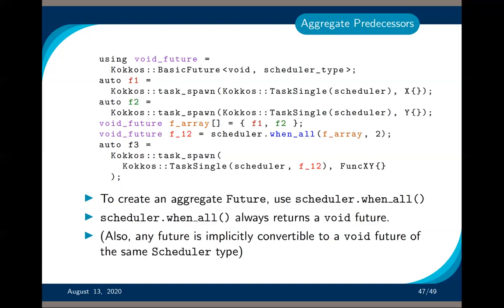So I guess I haven't said this yet, but it's true of pretty much every future-based tasking interface. Futures go in one direction, right? They only become ready. They don't become unready or anything. So if you depend on something that depends on something else, then you can assume that the thing that your predecessor depends on is ready if your predecessor is ready. Sorry, I said that backwards. So in this case, we've done that through F12.